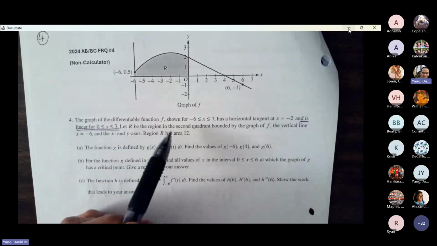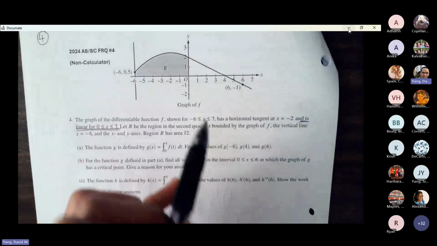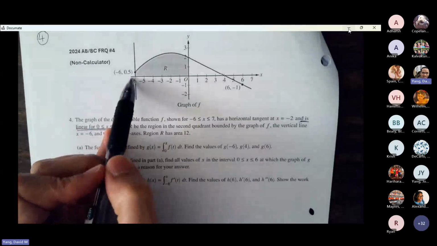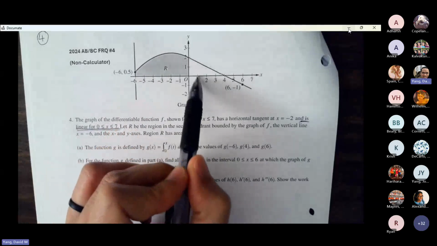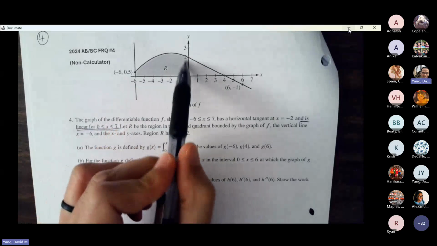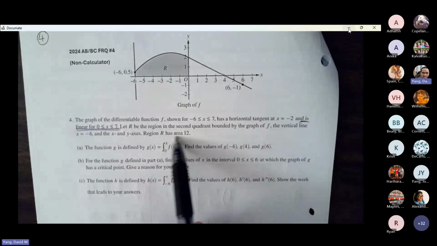Let R be the region in the second quadrant bounded by the graph of f, the vertical line x equals -6, and the x and the y axis. So the shaded region here has an area of 12. Okay.